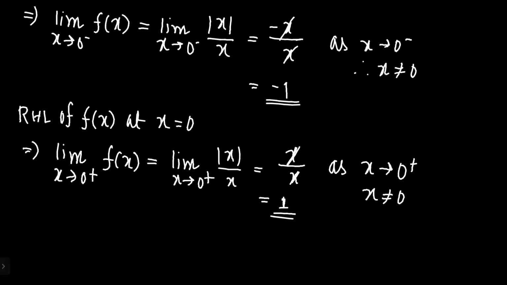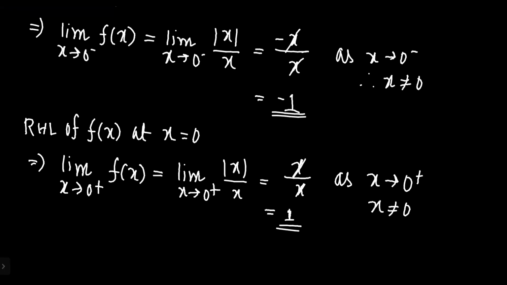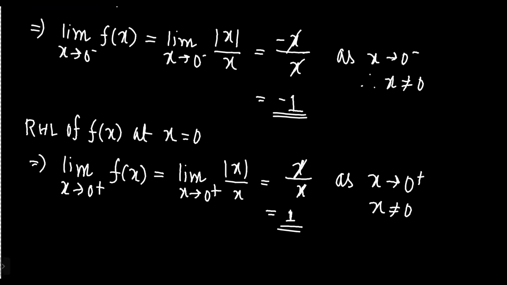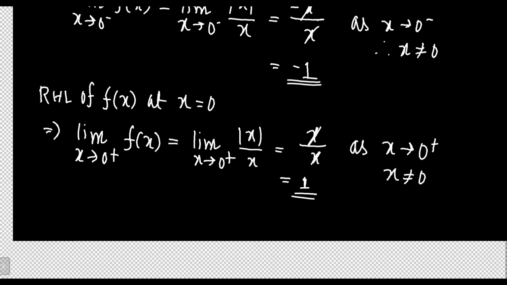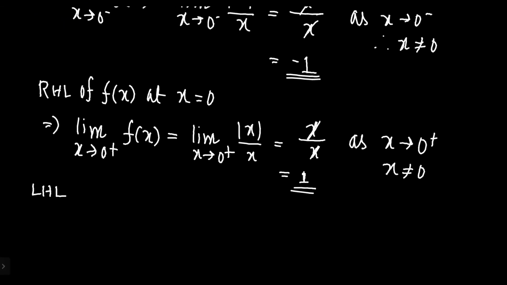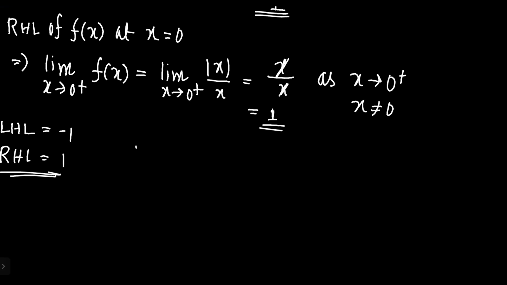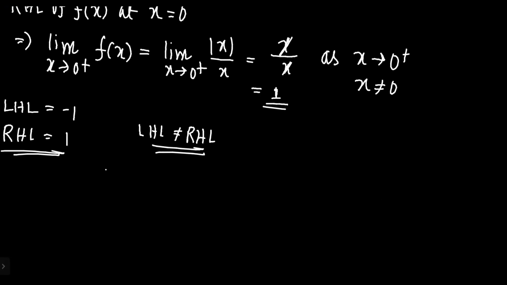Okay, so here you can see that the LHL and RHL values are not equal. LHL is minus 1 and RHL is 1. So we can write that LHL equals minus 1 and RHL equals 1, so LHL is not equal to RHL. And if LHL is not equal to RHL, then we can write that limit x tends to 0 of f(x) does not exist.